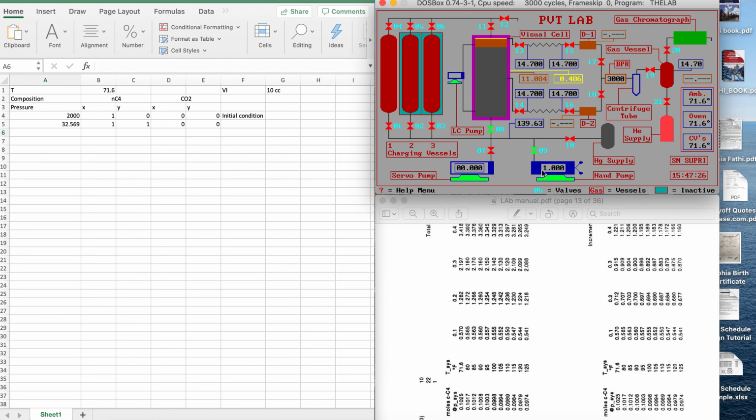I'm going to inject back 0.45 cc's. Now I'm going to shake the cell. Remember, if you don't shake, these numbers would be wrong. So I'm going to shake the cell again. Every time we add or remove mercury, we shake the cell to make sure everything is right.